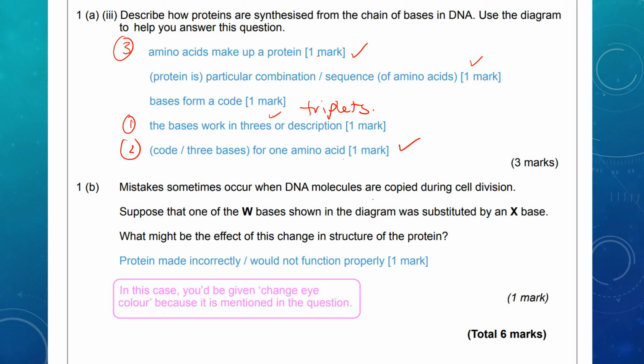Mistakes sometimes occur when DNA molecules are copied. So what might be the effect of this change? That the protein would be made incorrectly or would not function. So in this case, you'd be given a change in eye colour because it's mentioned in the question, okay? Give your mark out of six.